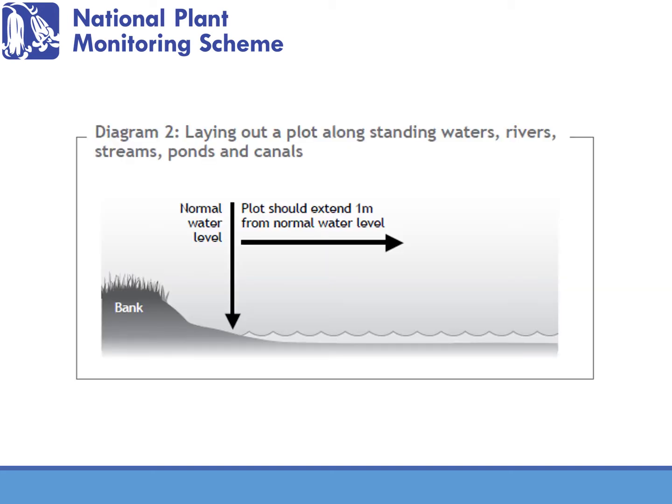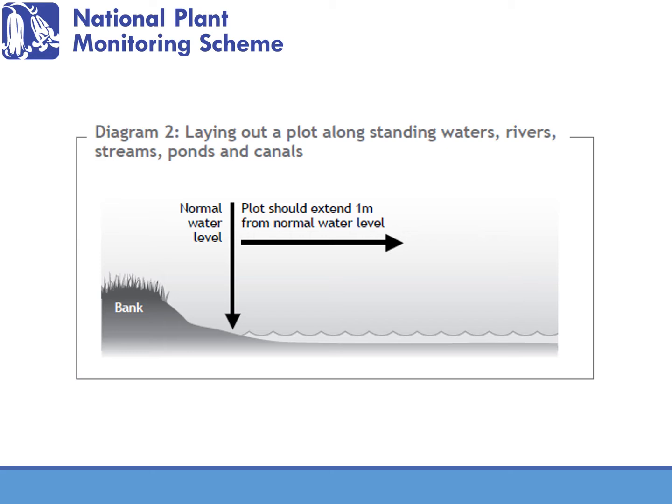Before we move on to consider some of the species that might be found in fresh waters, I wanted to talk about a few points of the recording scheme which are specific to fresh waters. The first thing is that fresh waters do not exist in a vacuum. They are always located associated with or within other habitats, such as woodland, wet woodland, grassland, marshes, fens, and peatlands.